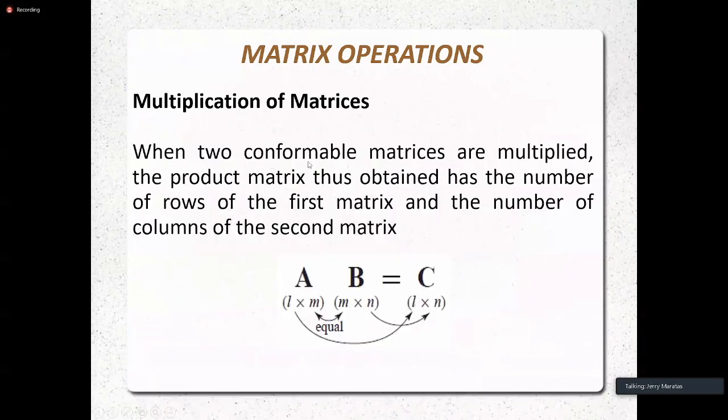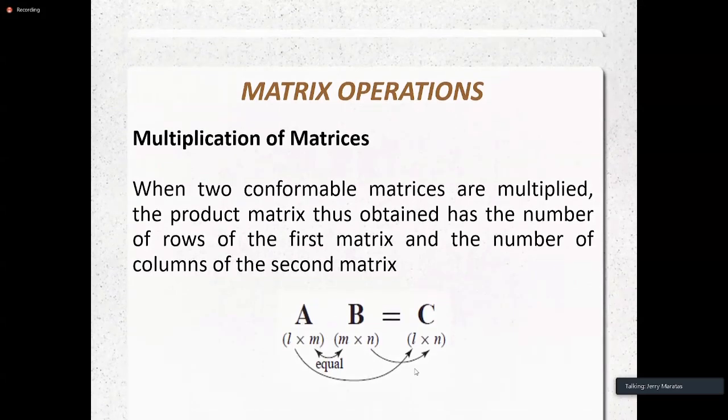When two conformable matrices are multiplied, the product matrix obtained has the number of rows of the first matrix and the number of columns of the second matrix. So they are equal, we can multiply. The result gives the size of your resulting matrix. Okay.